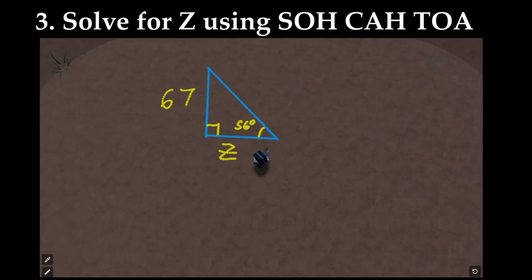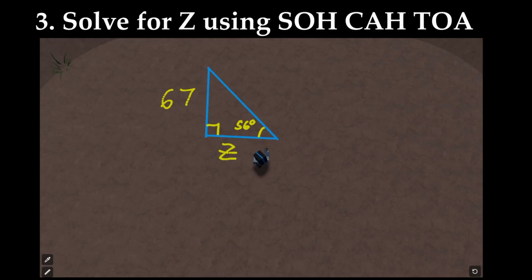Let's try and solve for z in this right triangle over here. So we have a triangle with side lengths of 67, z, and an angle of 56 degrees. And we know it's a right triangle, so we can use SOH CAH TOA to solve for z. So the first thing we want to do is label 67 and z and determine whether they're the hypotenuse, opposite, or adjacent side relative to that 56-degree angle we're given.